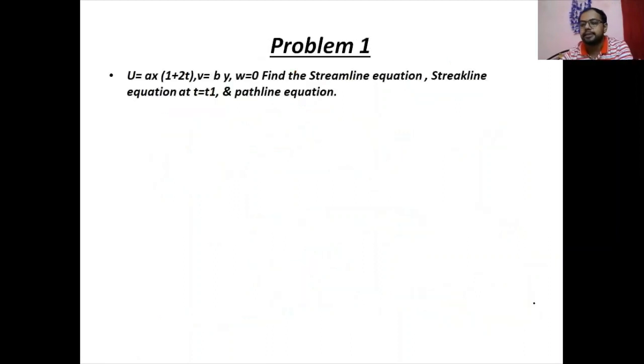One problem would be the best thing to get this streamline, streakline condition. So I'm just going to solve it slightly. I'll give you the clue how to do this. So u is given as a x into 1 plus 2 t, the velocity along x. The velocity along y is given, v is equal to b1. And w is equal to 0, which means there is no velocity along the z axis, so it is a two-dimensional case. So two-dimensional case means du dy, right?